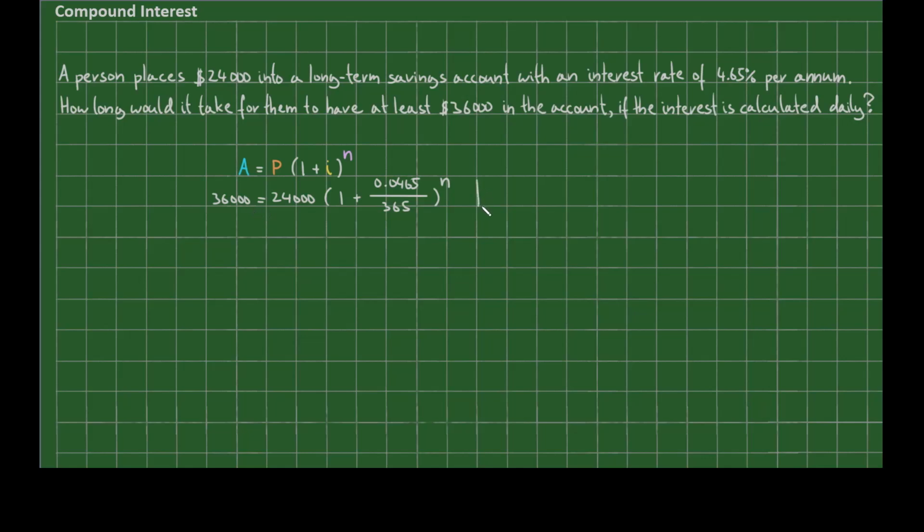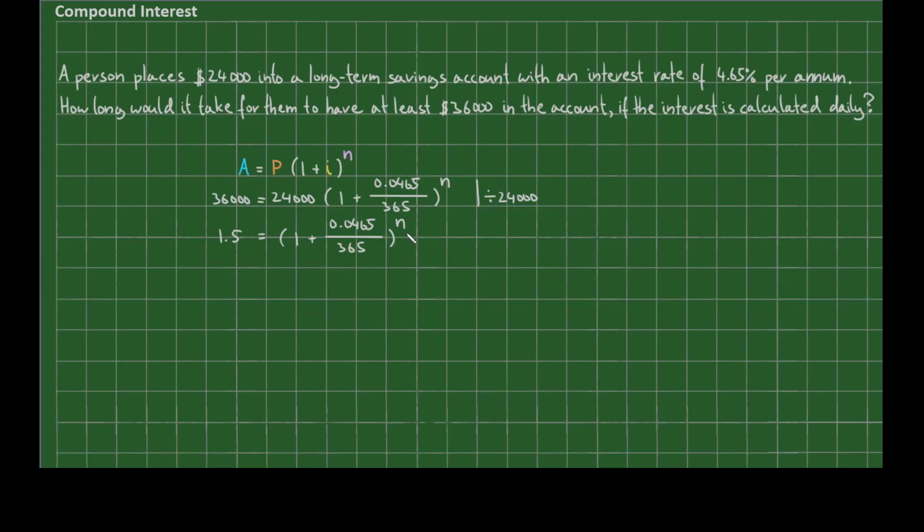We need to do some transposing, and remember, we're going to do it in reverse order of BODMAS. And so I'm not going to touch this bracket or anything inside it, and I'm definitely not going to touch this power. However, this 24,000 is involved in a multiplication. I can transpose it by division. 36,000 divided by 24,000 will give me 1.5. On the right-hand side, I will be left with the bracket and the power. I cannot solve for the unknown so long as it is a power.